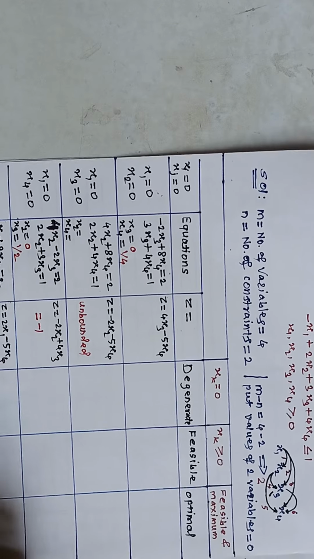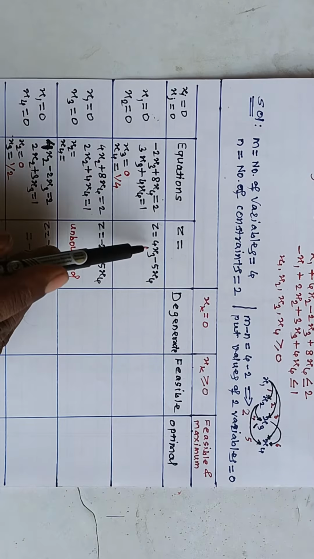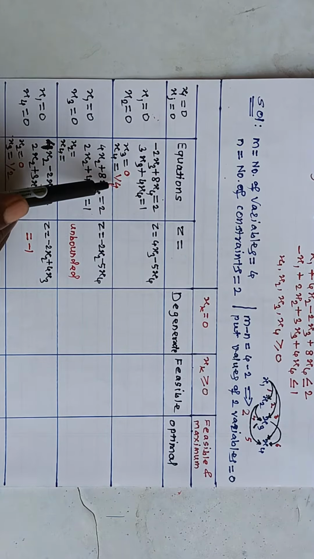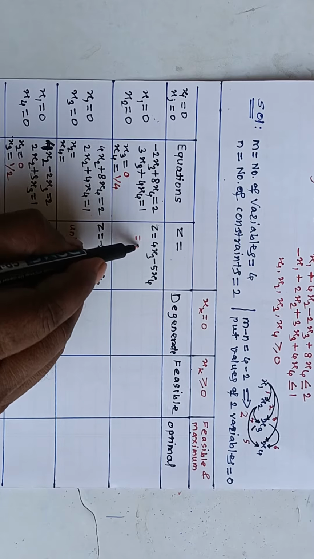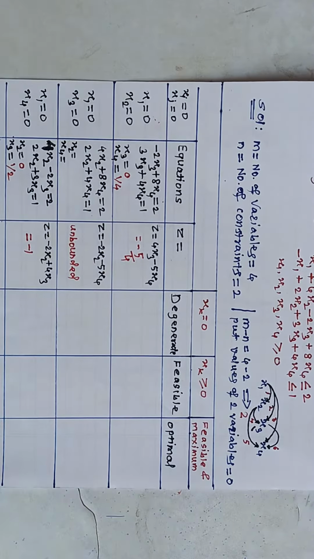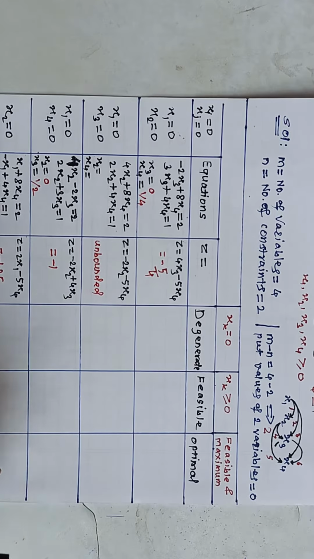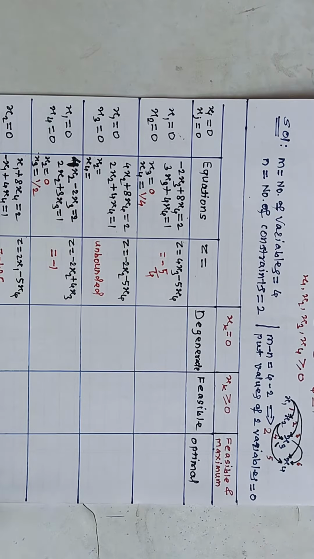If we want to find z, then put here x3 is equal to 0 and x4 is 1 by 4. So what will be z? z will be minus 5 by 4. We got the value of z, minus 5 by 4. That is minus 1 upon 2, minus 1.25, minus 5 upon 4.